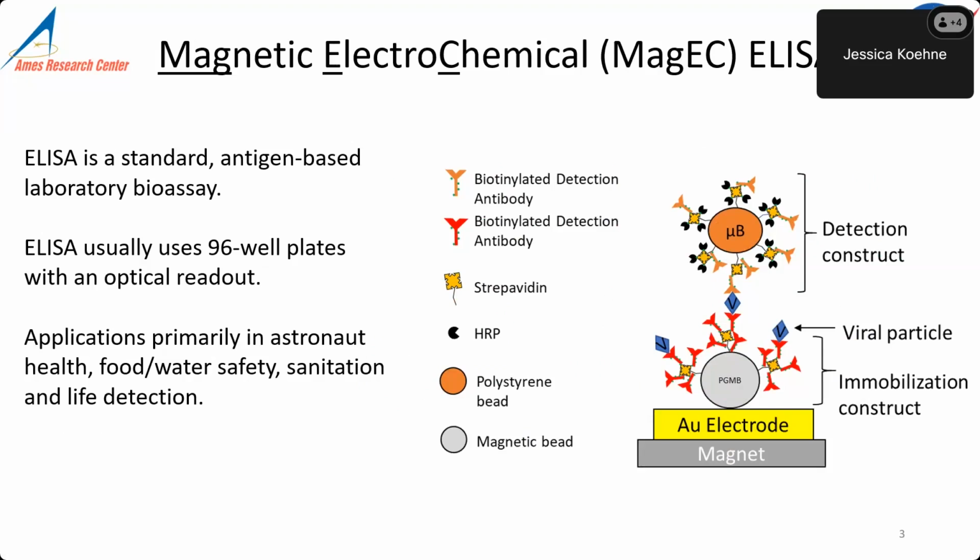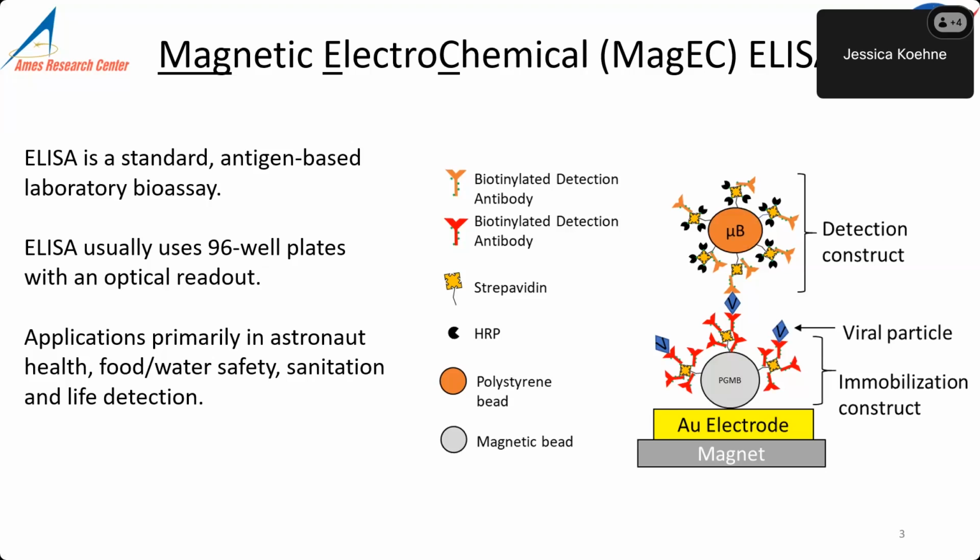First, instead of just having an antibody on the bottom of a well plate, we have an antibody that is modified on the outside of a paramagnetic bead. And this paramagnetic bead then can interface directly with a detector, in our case, a gold electrode, through the use of a permanent magnet that we can put in contact with the bottom of that electrode and draw the paramagnetic bead close to that electrode surface.